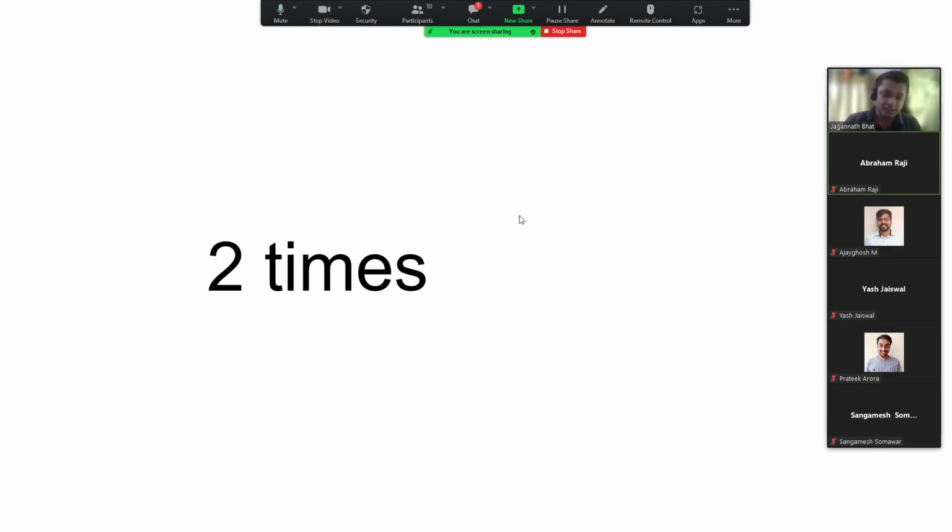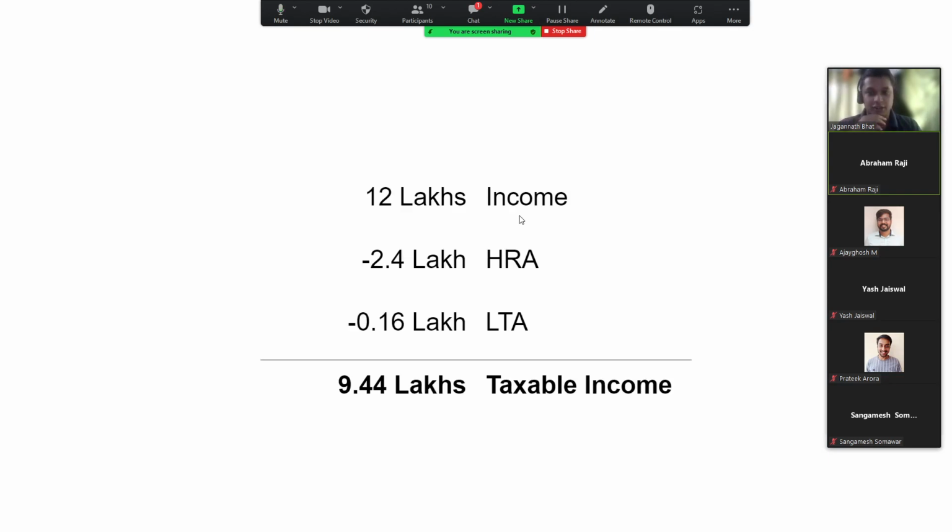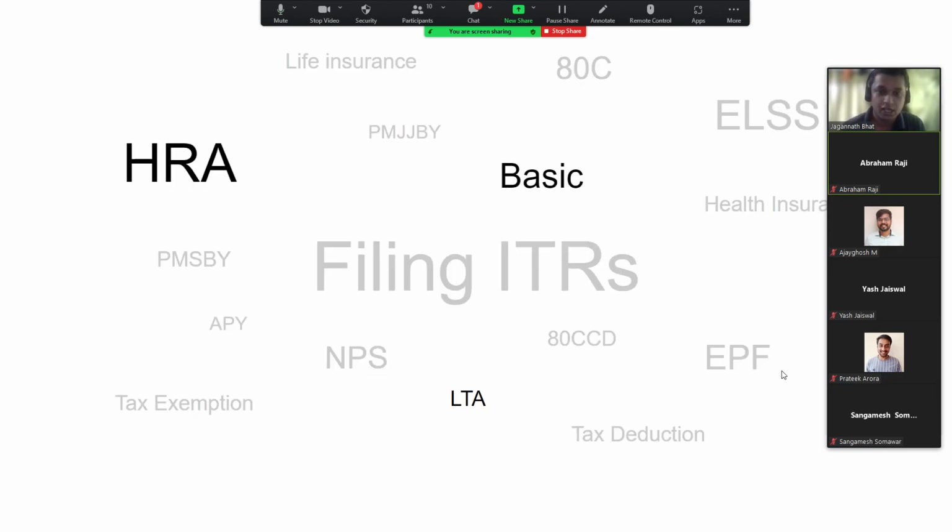Another restriction is you can only claim this 2 times in 4 years. Everything else that I'm showing here, you can claim every year, but for LTA, there's a limit. You can claim it only 2 times in 4 years. So, another limit. Based on our earlier calculation, our LTA was 16,000, and let's say we're claiming that. So now our taxable income becomes 9.44 lakhs.